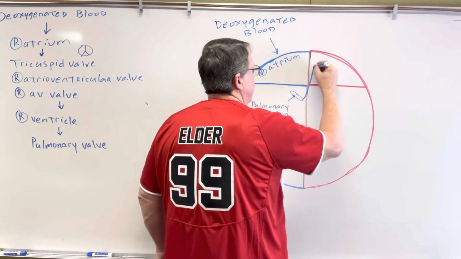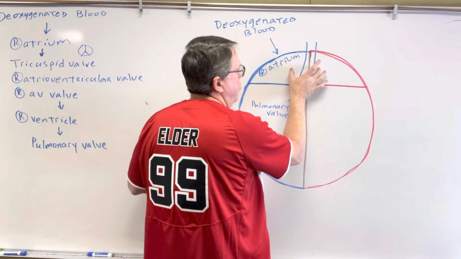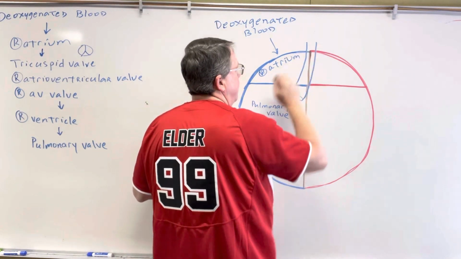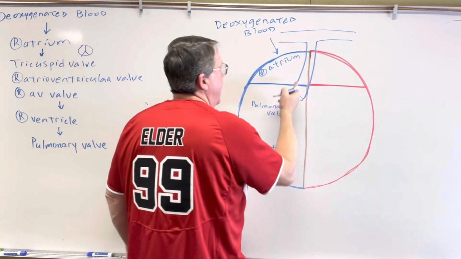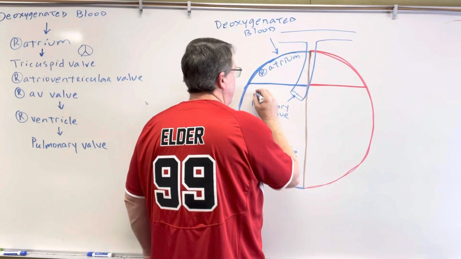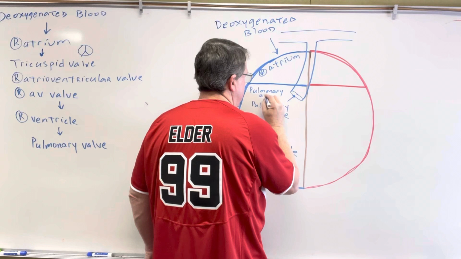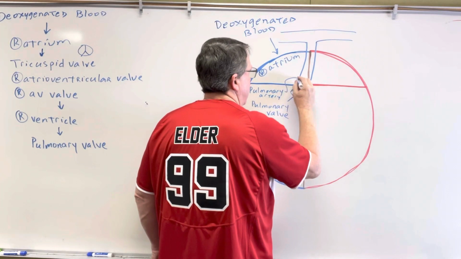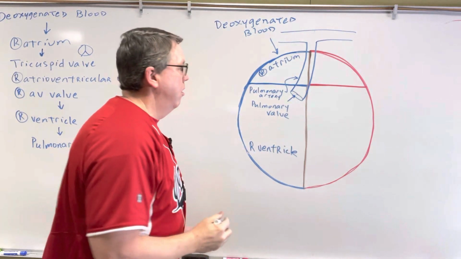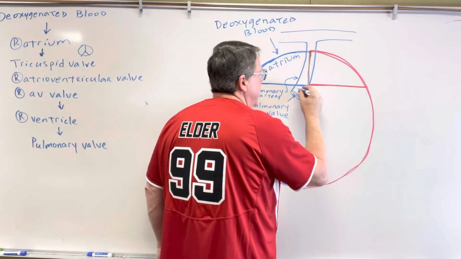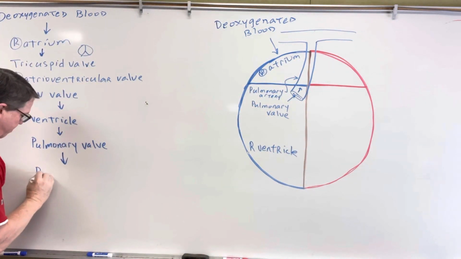And then from there, it's going to go out to the lungs. Now this is actually not going through this area; it's going to be a little bit in front of us, but it's going to go out to the lungs. And this area in here is going to be my pulmonary artery. Here's my pulmonary valve. Blood's going to go from the pulmonary valve into the pulmonary artery.